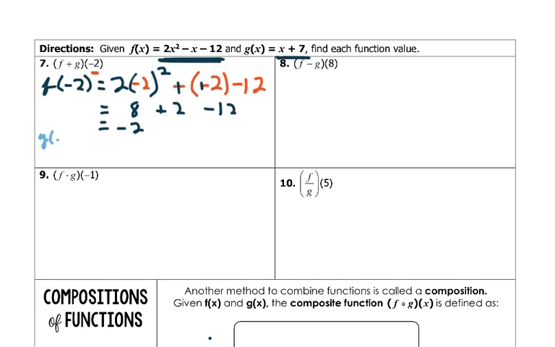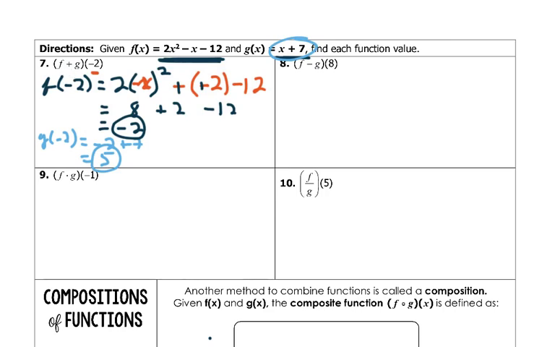g of negative 2. It's simply x plus 7. You see up here at the top, g of x is x plus 7. So g of negative 2 is negative 2 plus 7, which ends up giving us 5. There's our answer there and there. Now, what do we need to do with these final numbers? Well, we need to simply add those together. Look up at the top at the problem, it's addition. So once we get the final numbers, we add those numbers together.